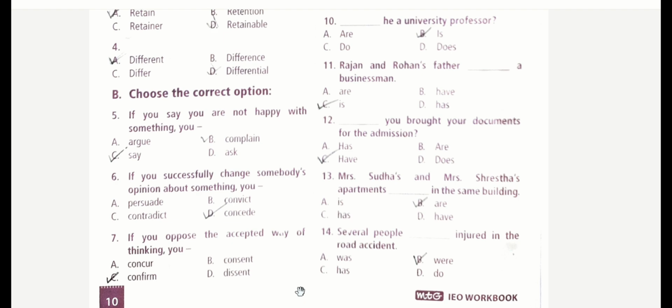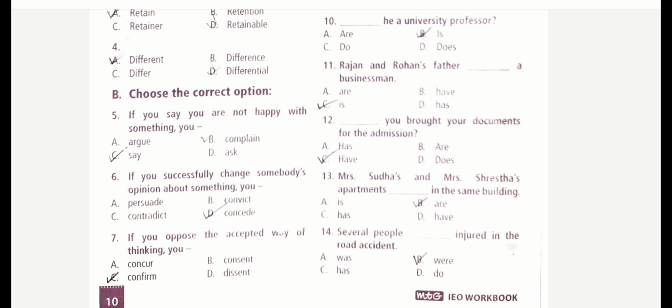So, sixth question is, if you successfully change somebody's opinion about something, what is the meaning for this? What is that word used? Okay, that word used is persuade. So when you successfully change somebody's opinion about something, what you're doing? You're persuading. Okay, so meaning of persuade is changing somebody's opinion about something.